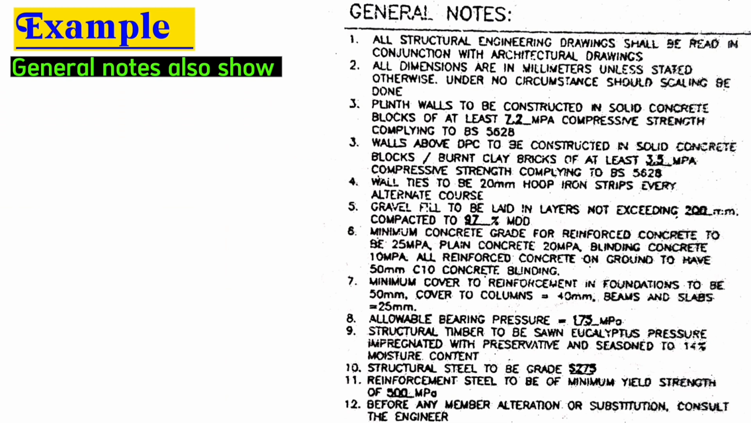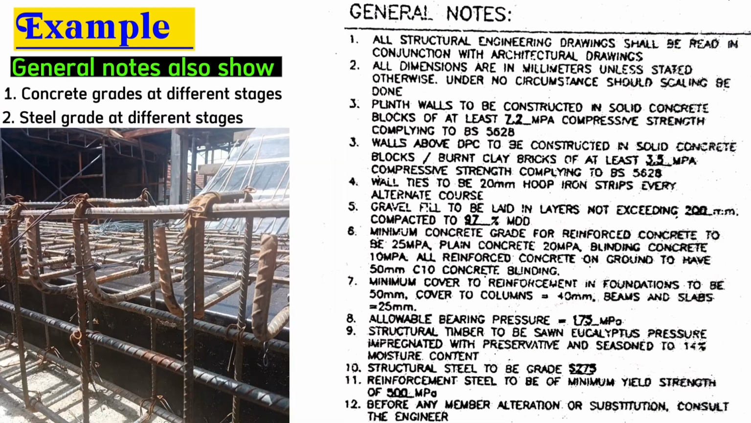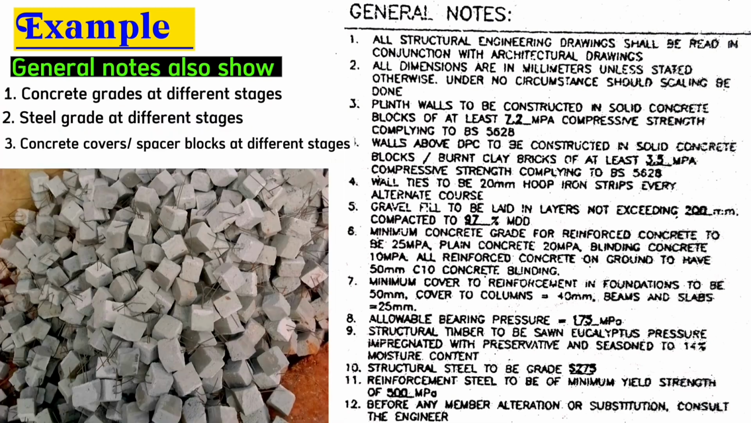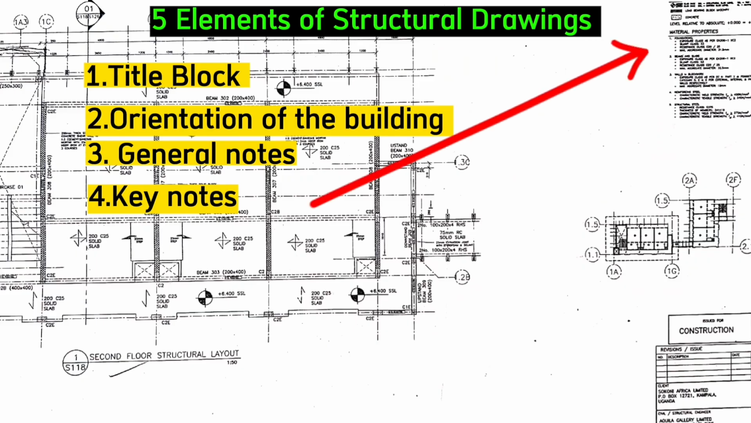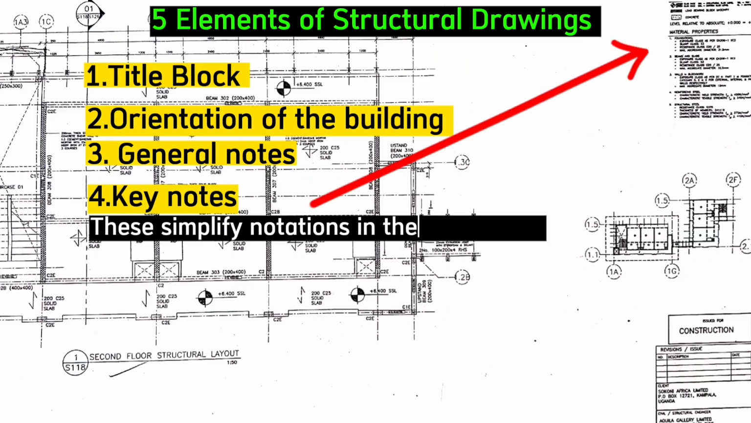General notes also show the concrete grade, steel grade, concrete covers or spacer blocks at different stages. For example, this details that we are supposed to use 50 mm spacer blocks in the foundation, 40 mm for the columns and 25 mm for beams and slabs. The fourth element are the keynotes. These simplify notations in the blueprints.